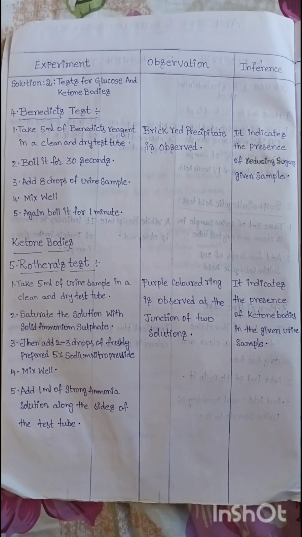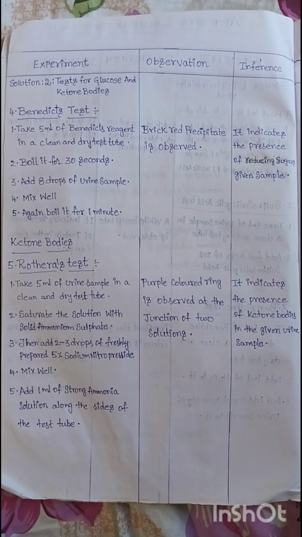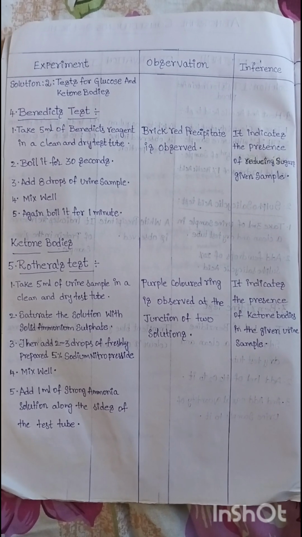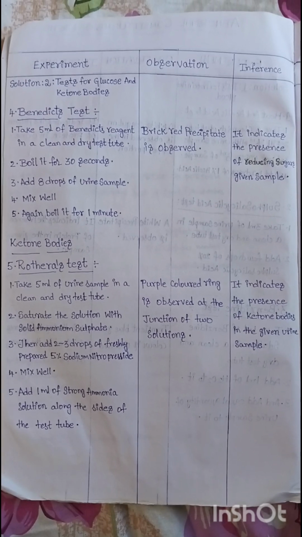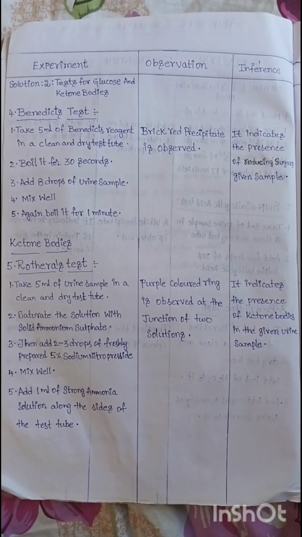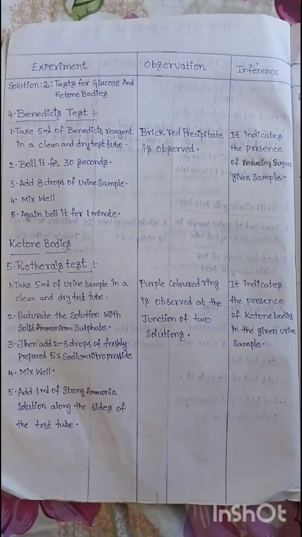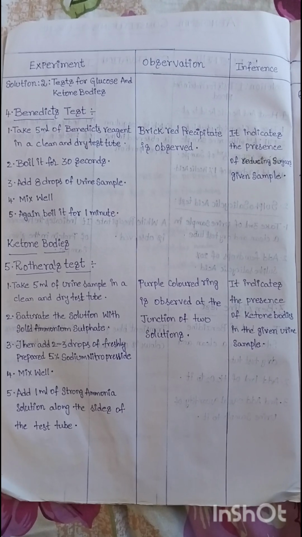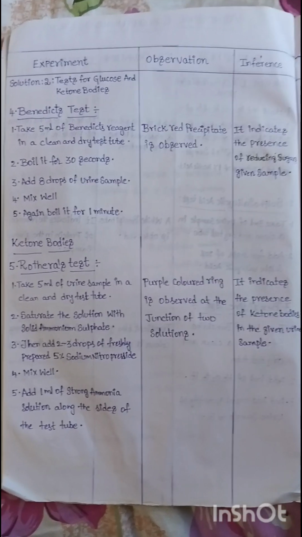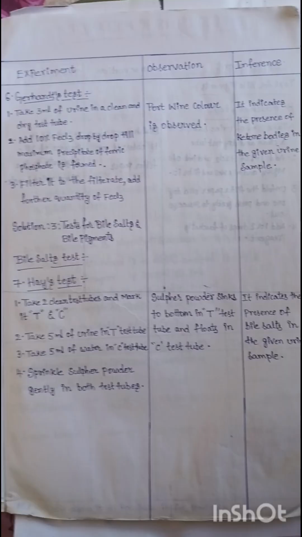Now coming to the tests for bile salts and bile pigments. In this we get two kinds of tests. Those are Hay's test and Fouchet's test. For bile salts we perform Hay's test. For bile pigments we perform Fouchet's test.